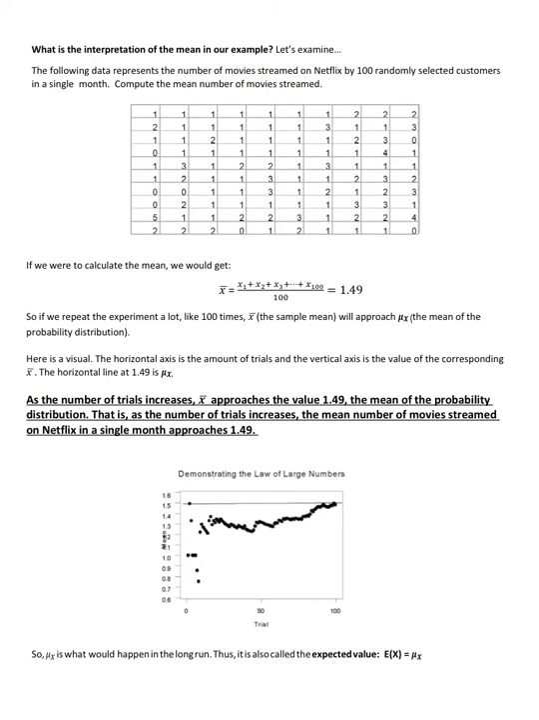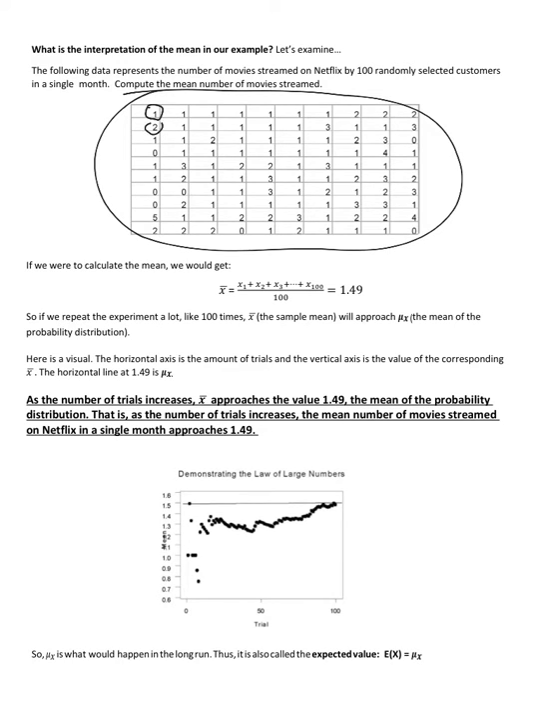Okay, so let me explain a bit more about this. This chunk of data right here represents the number of movies streamed on Netflix by 100 randomly selected customers in a single month. So the first person we surveyed streamed 1 movie per month, the second person 2 movies, the third person 1 movie, and so on. Now we're going to compute the mean of the movies streamed from this list of 100. That means we're going to add up all these 100 values and divide the total by 100 people. I already did it here, and you're more than welcome to check it on your own. We would actually get 1.49.